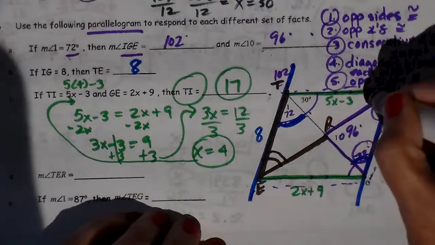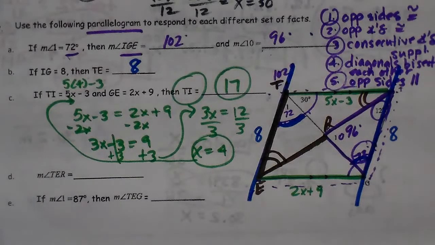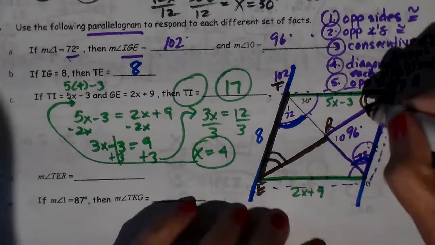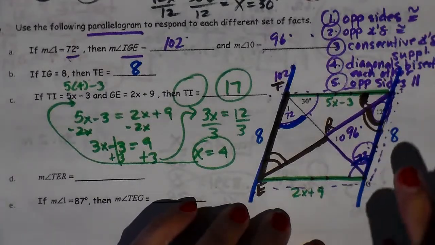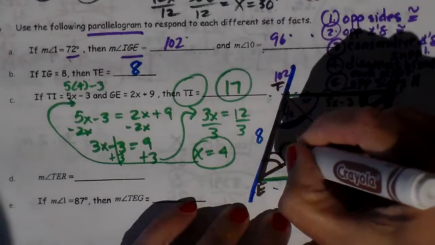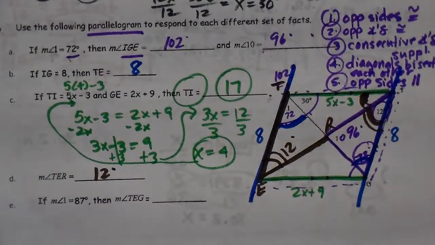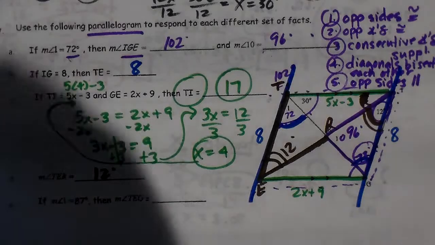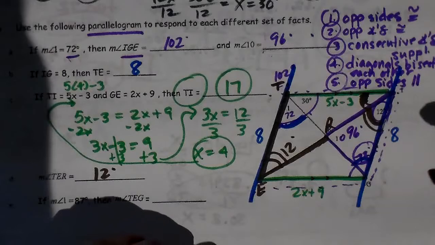And I'll mark it differently. This guy. Alternate interior again. Okay? This guy. Ignore me there. This guy. Alternate interior again. So if that's 12, that's 12. TER is 12. Okay? Now the last piece of this is asking you if the measure of angle I.